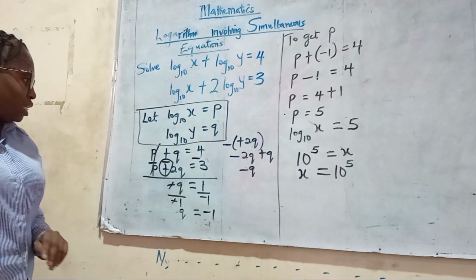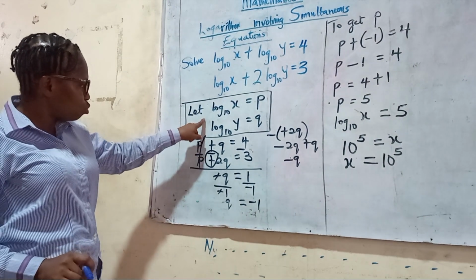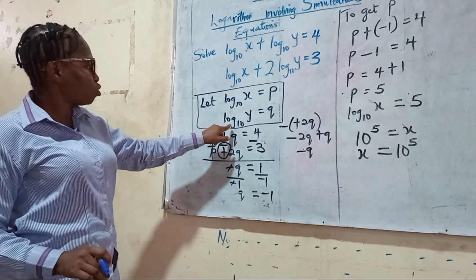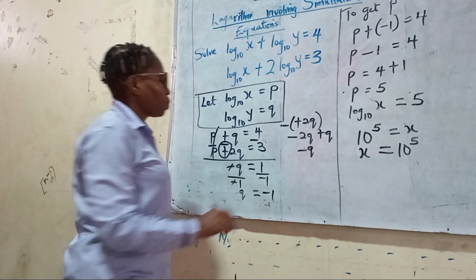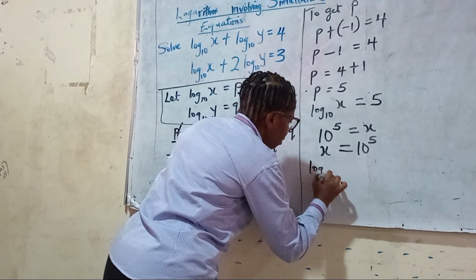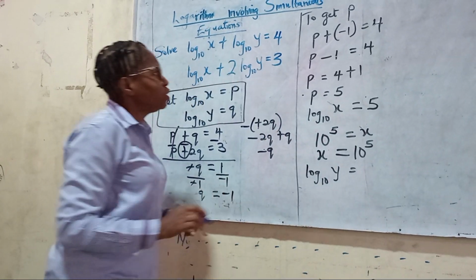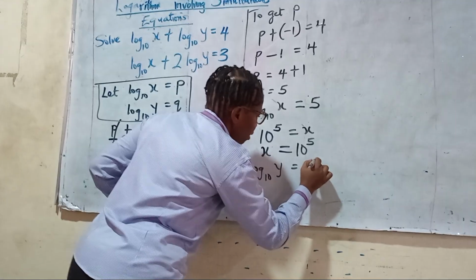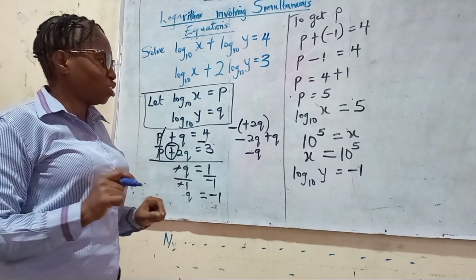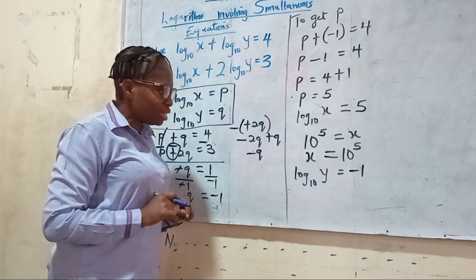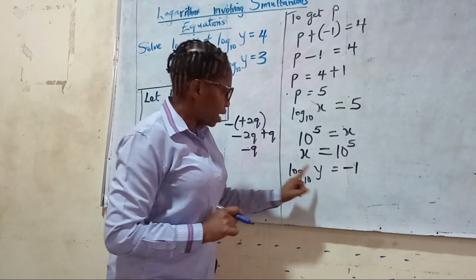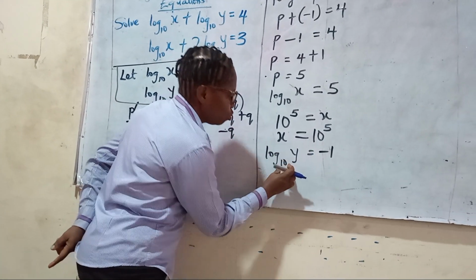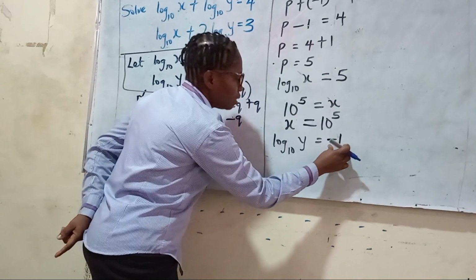We have gotten x. Then y, go to where we have, you recall this. That is log to the base y equals to q. And what do we get for q? For q we got minus 1. Still using the relationship between logarithm and indices, our y, I can decide to start with this y. Y equals to, this is the base, this is the power.